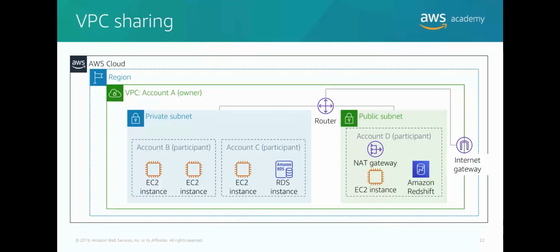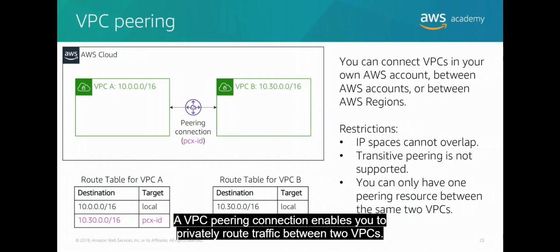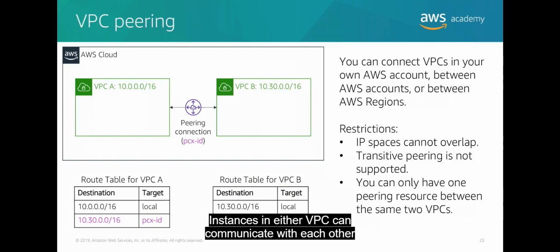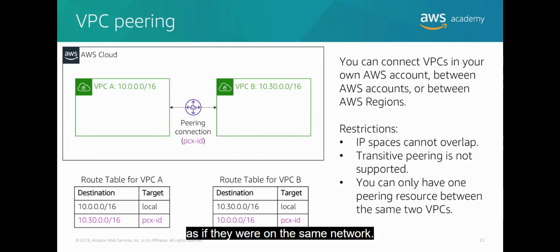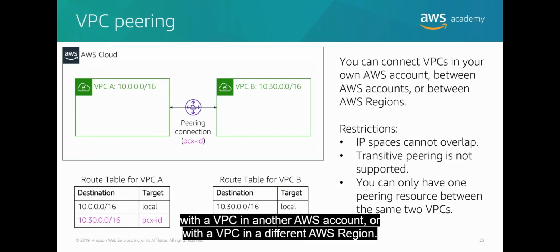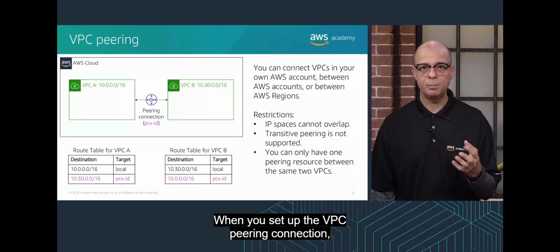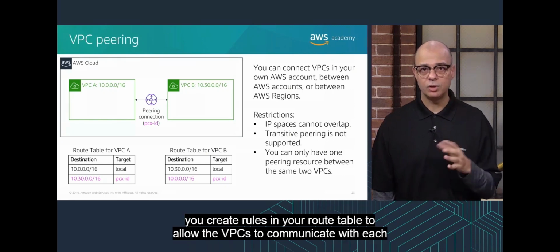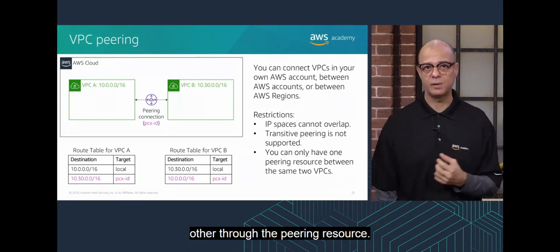After a subnet is shared, participants can view, create, modify, and delete their application resources in the subnets that are shared with them. A VPC peering connection enables you to privately route traffic between two VPCs. Instances in either VPC can communicate with each other as if they were on the same network. You can create a VPC peering connection between your own VPCs, with a VPC in another AWS account, or with a VPC in a different AWS region. When you set up the VPC peering connection, you create rules in your route table to allow the VPCs to communicate with each other through the peering resource.